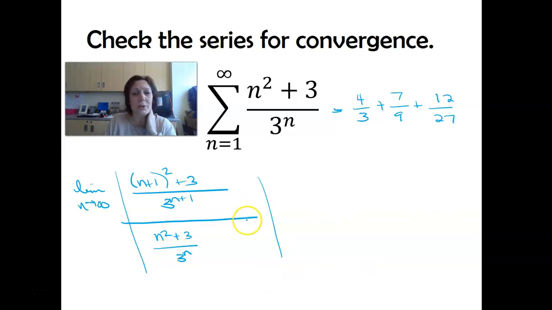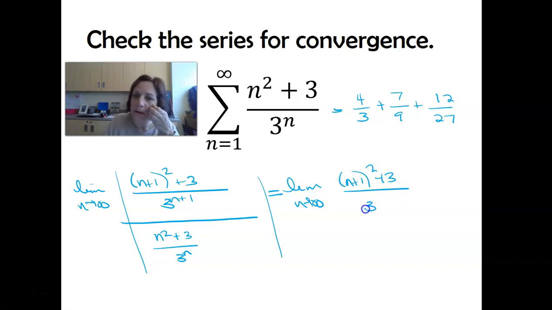Okay, so look. You have a fraction. I know this looks heinous, right? But look. All I'm going to do is an invert and multiply. So I'm still going to have my n plus 1 squared plus 3 over 3 to the n plus 1. But now I'm going to bring this nth term up and just invert and multiply. So it'll be 3 to the n over n squared plus 3.